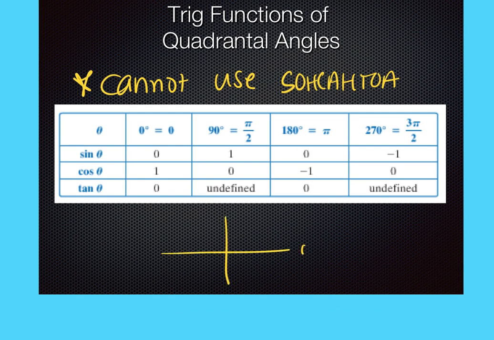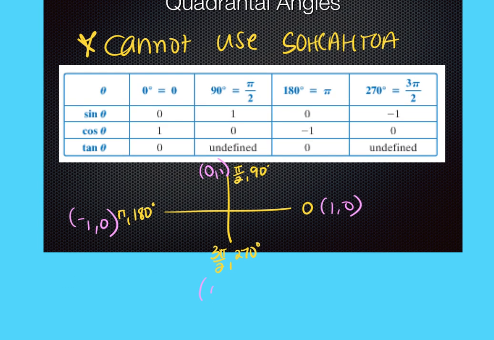As a refresher, on the right is 0. On the top is pi/2 or 90 degrees. On the left is pi or 180 degrees. On the bottom is 3pi/2 or 270 degrees. What's the coordinate point at 0? 1, 0. What's the coordinate point at pi/2? 0, 1. At pi? -1, 0. And at 3pi/2? 0, -1. So these are your sines and cosines, right?